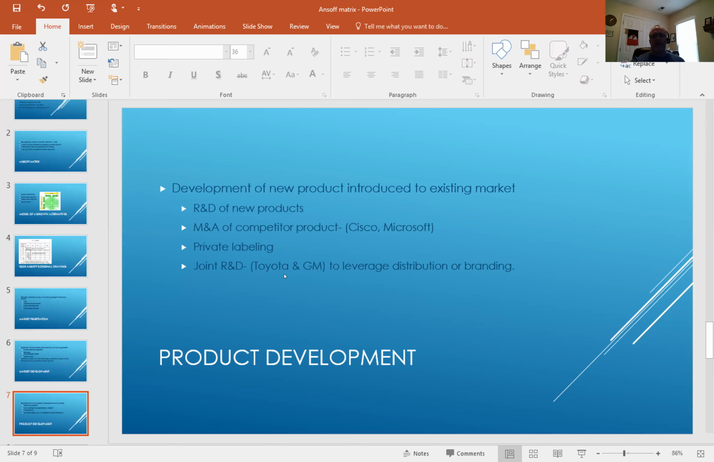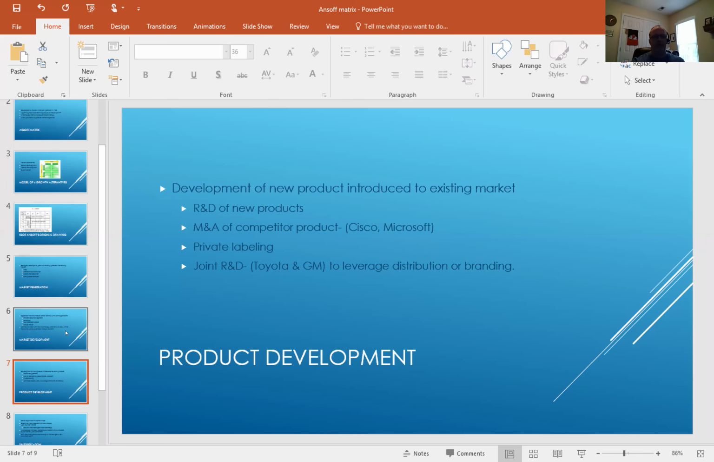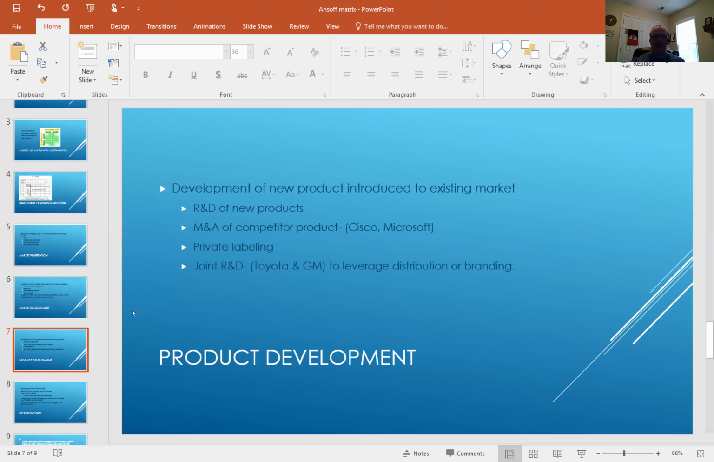There's also joint R&D to leverage existing distribution and branding. Toyota and General Motors have done this in developing or co-developing automobiles that were in a particular niche. Each one was branded either a Toyota or General Motors, but it was the identical car produced on the same assembly line, just with a different badge. So it could be sold and marketed as its own product, but they split the R&D cost and shared between the companies. A lot of automotive manufacturers still do this today.